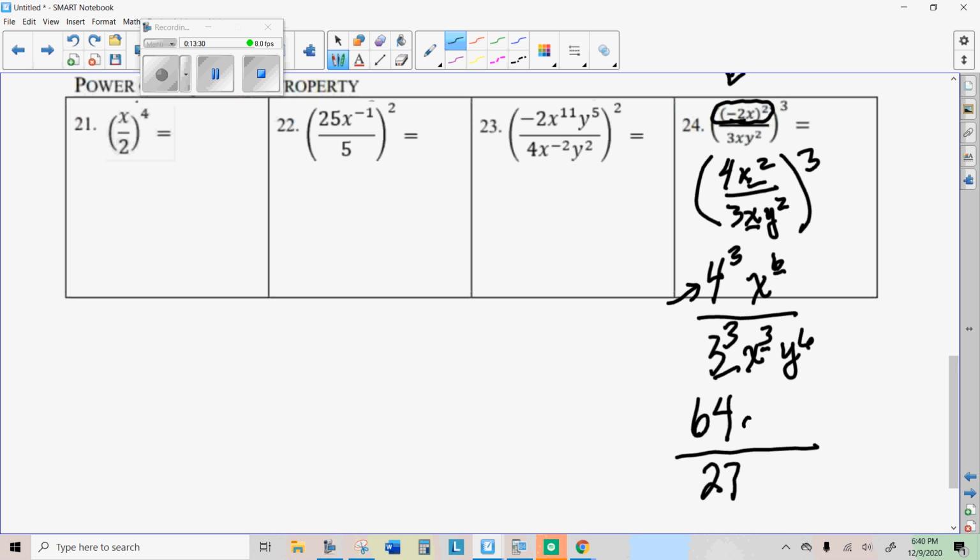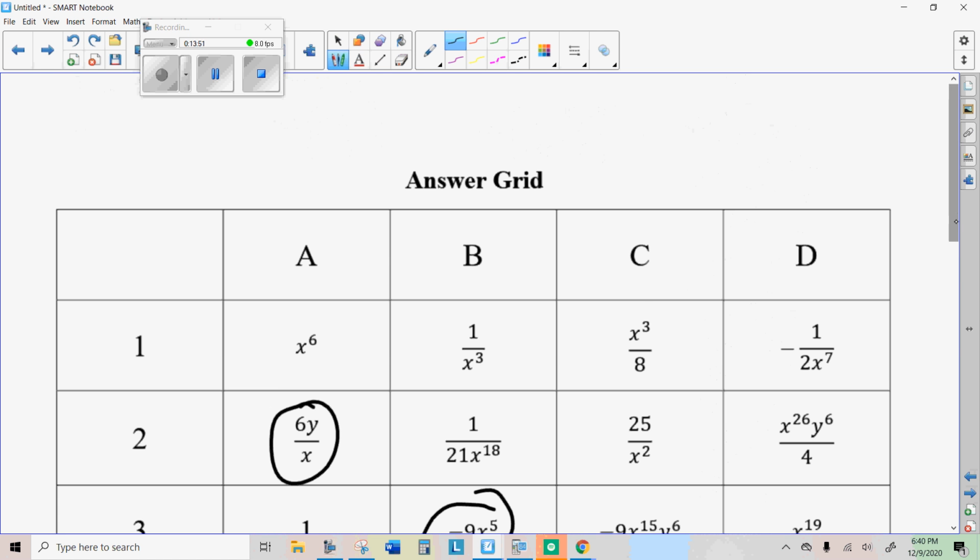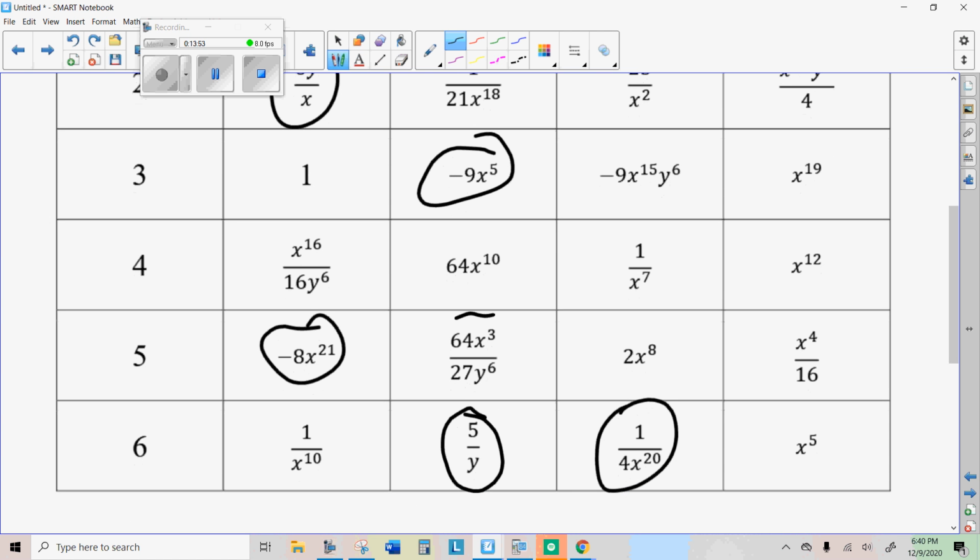I have x to the sixth on top, x to the third on bottom. We subtract the powers in that case. That makes x to the third. And then on the bottom, there's nothing to cancel those y with, so we're going to be stuck with y to the sixth down there. All right, so we're looking for something like that, 64 over 27. And that's right there. That would be B5.